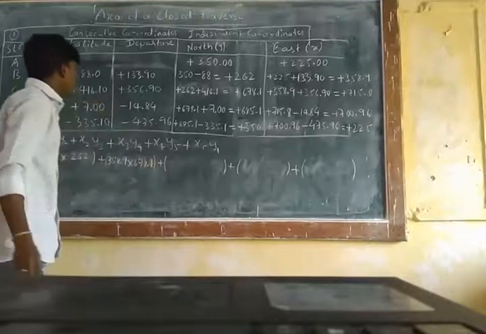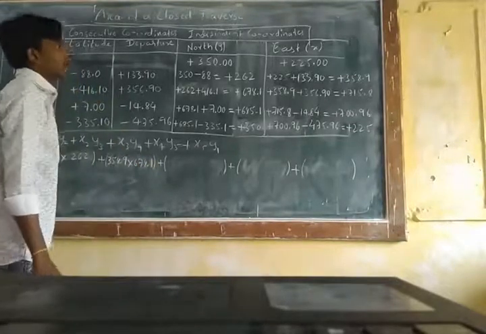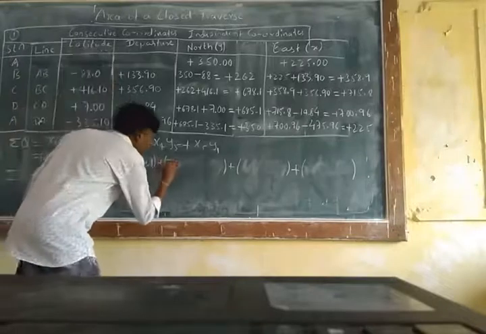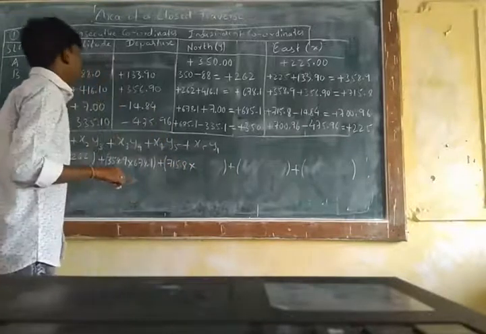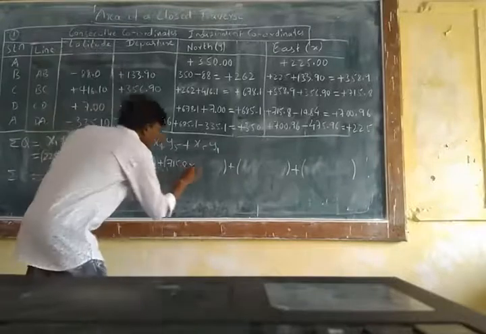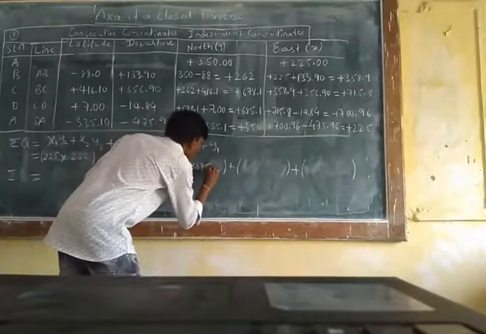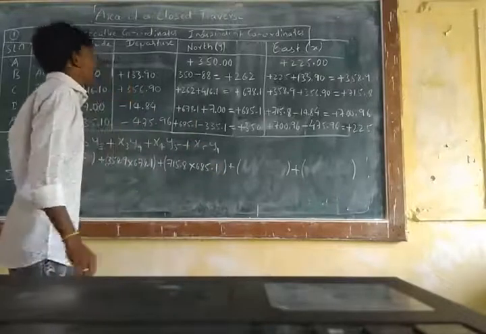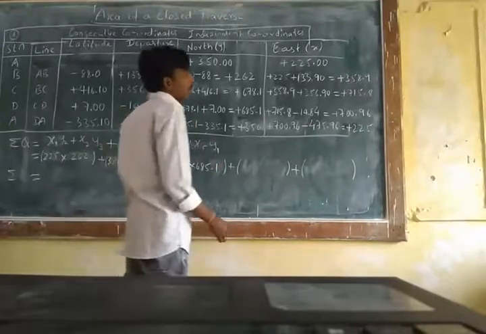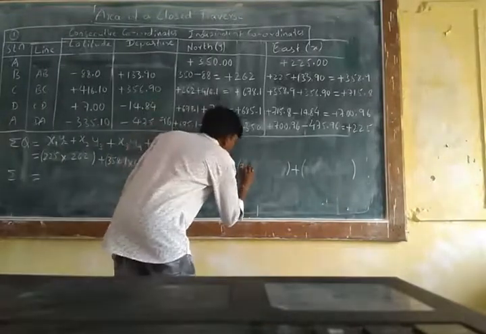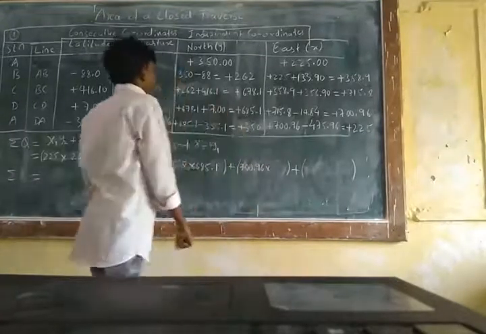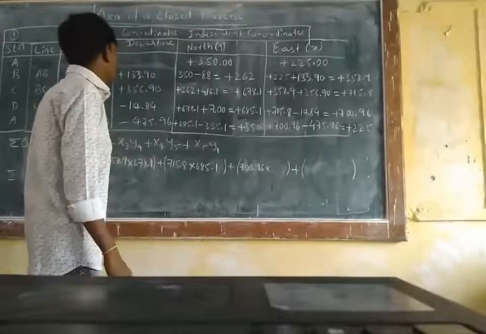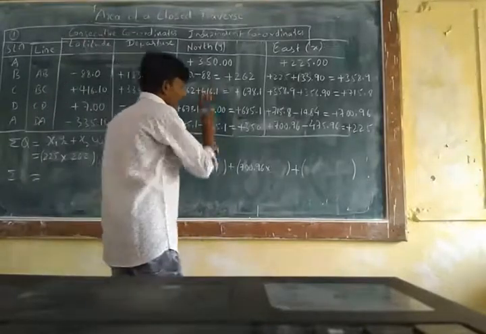678.1. Now let's move to x3. The x3 value is 715.8. 715.8 multiplied by the y4 value, which is 685.1. Let's move to the x4 value. The x4 value is 700.96. So, 700.96 multiplied by y5. The y5 value is 350.